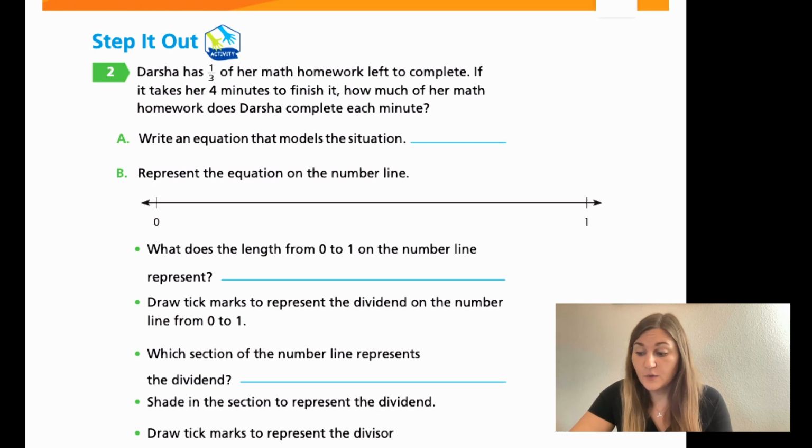So for A, write an equation that models the situation. Make sure you get that first number as the dividend, the total, what's being divided. That's the number first, and then the second number is the parts that you're dividing it into. For B, you have a number line that's split in from 0 to 1.